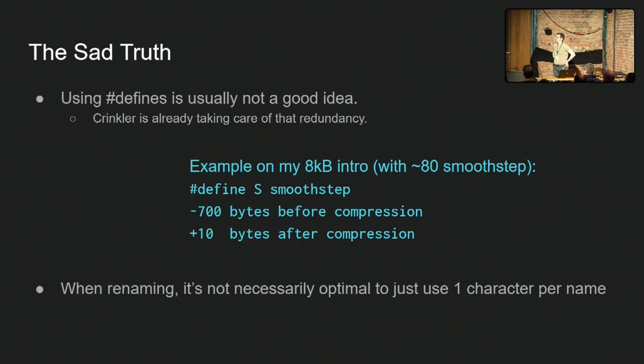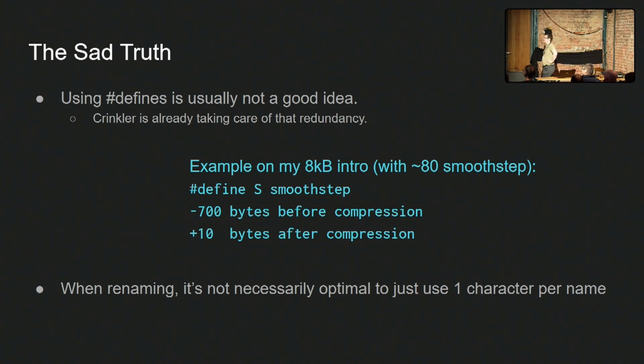That's the kind of trick that you might want to try, and then you have to revert it. In many cases, it doesn't work. And the reason is that when you have lots of smoothsteps in your code, the compression tool will notice that it's redundant, and it will take care of this. It will say, oh, I know smoothstep, it appears a lot of times, I will make it really small. So if you define it yourself in your code with a #define, you are doing the same work as the compression tool. You are just stepping over each other, and it's not a good idea.